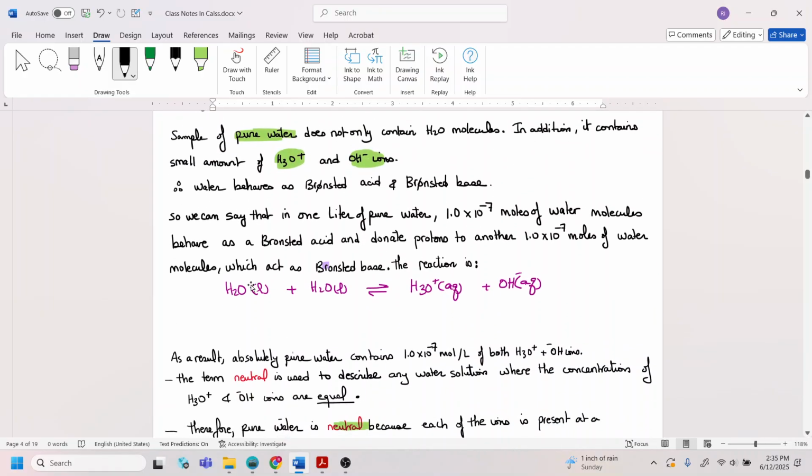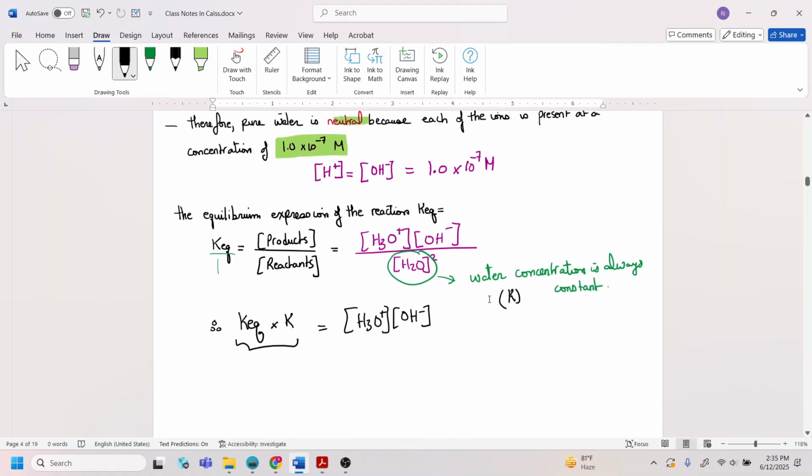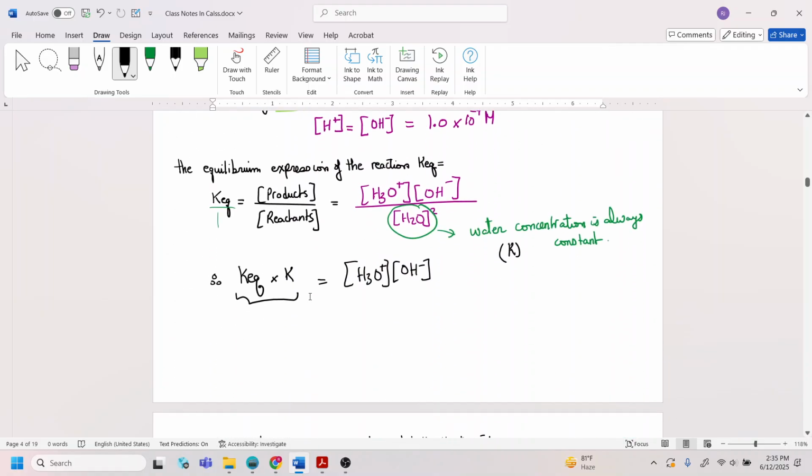This is the dissociation of the water equation. This is the equilibrium of the water. So those two are going to represent Kw. So this is Kw, and Kw is the ion product of water.